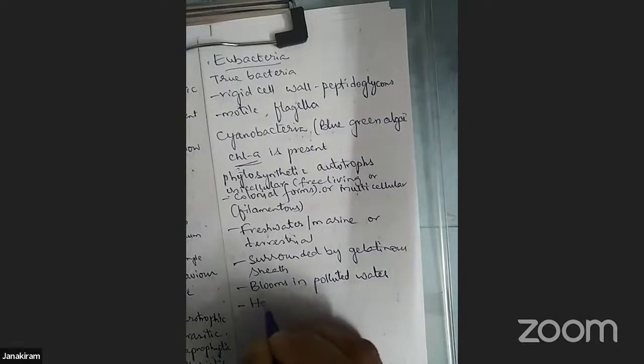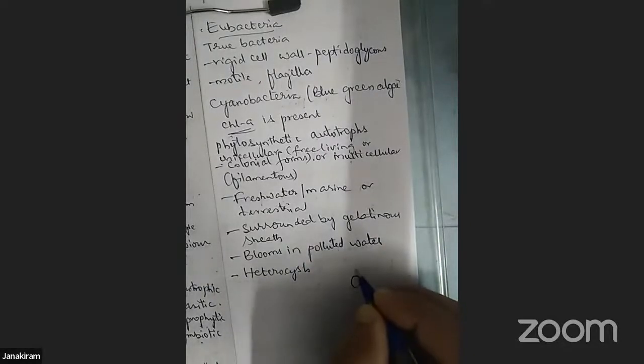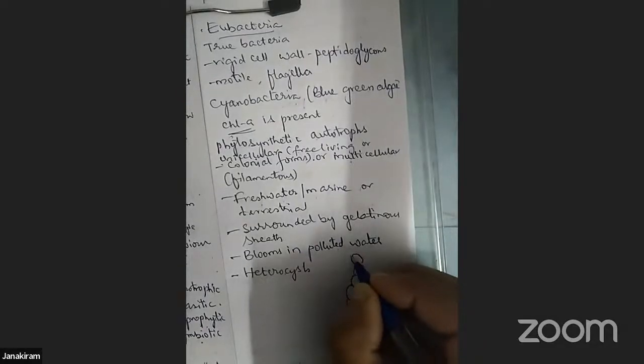Then they have a special type of cells called heterocysts. Heterocysts, when compared to the normal cells, are large in size, and they are surrounded by a mucilaginous sheet. These large cells are called heterocyst cells. The specialty of these heterocyst cells is that they help in nitrogen fixation.